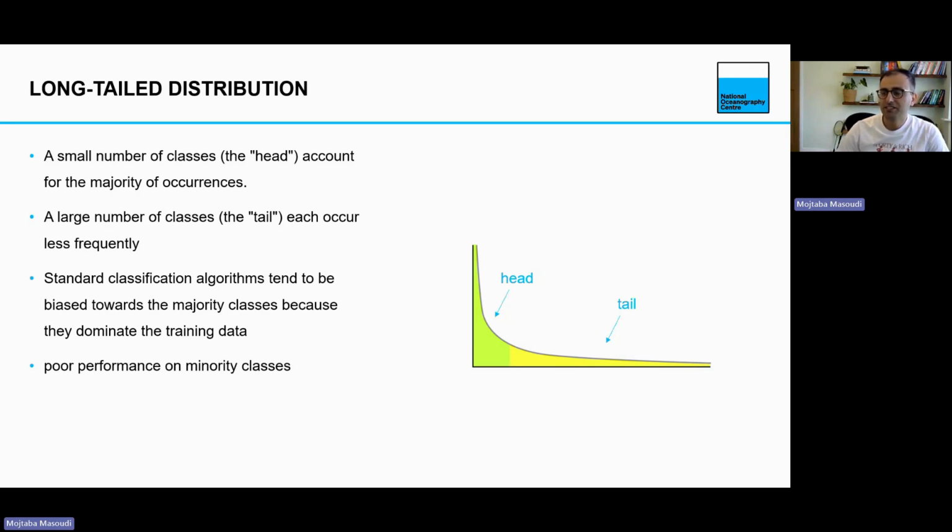We can separate it into head and tail classes. For the head classes, you will see just a small number of classes account for the majority of the occurrences, while there are a lot of other classes that only occur less frequently. So in that case, when you feed it into standard classification, you will realize the problem, because the majority dominates the training, and of course you have poor performance for the minority classes.